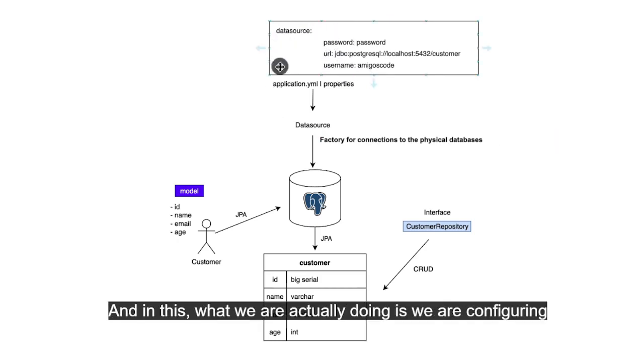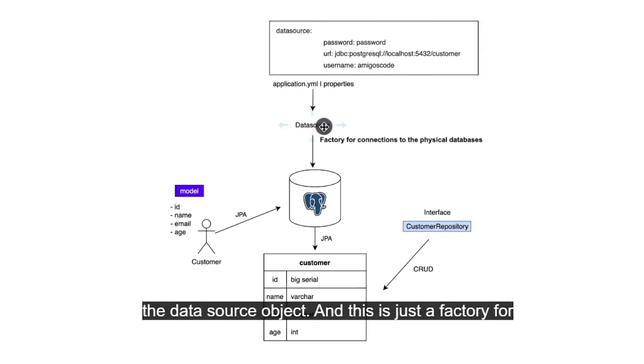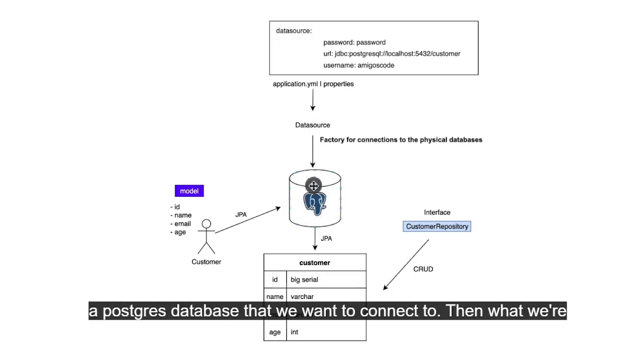And in this, what we are actually doing is we are configuring the data source object. And this is just a factory for connecting to physical databases. So we have a Postgres database that we want to connect to.